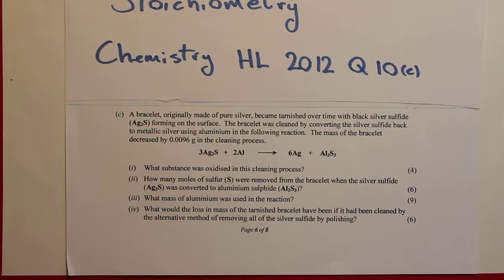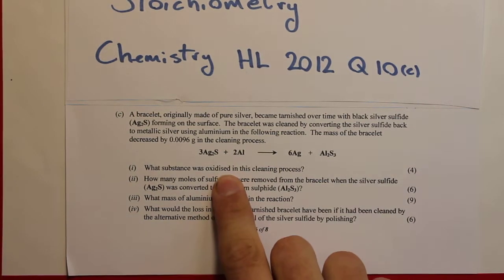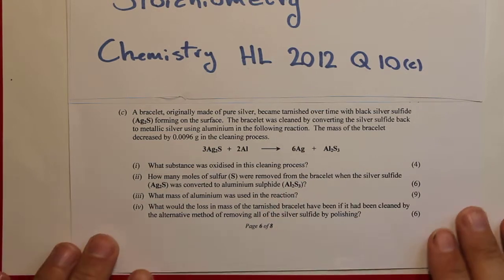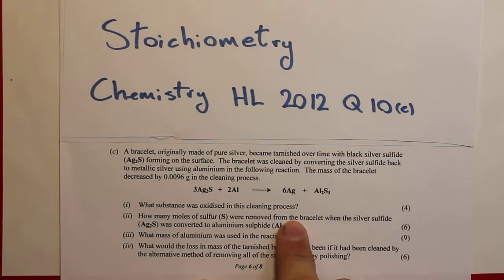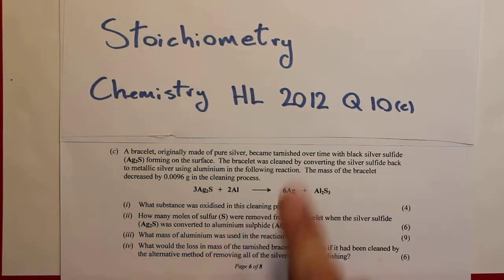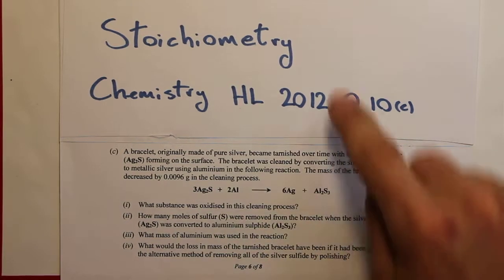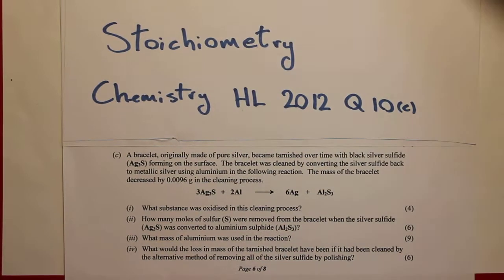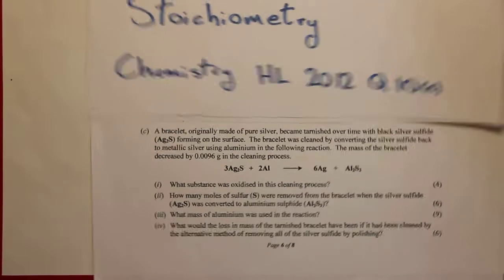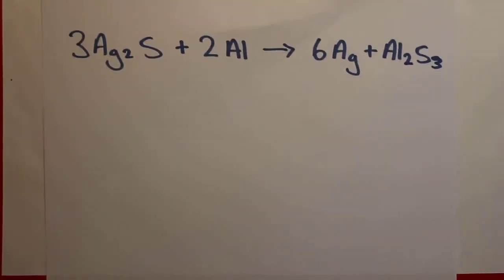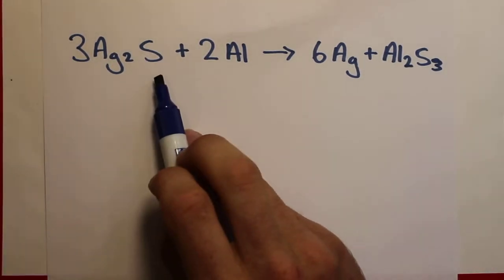The first part of this question is asking us what substance was oxidized in this cleaning process. Now, the first part of this question isn't actually a stoichiometry part. This is an oxidation and reduction part, but we're going to answer it anyway, and then from there on we're going to be talking about stoichiometry. So, what substance was oxidized in this cleaning process? Well, to answer this question, we need to know that oxidation is the loss of electrons. So we have to know which of these substances actually lost electrons. Was it the silver, the sulfur, or the aluminium?